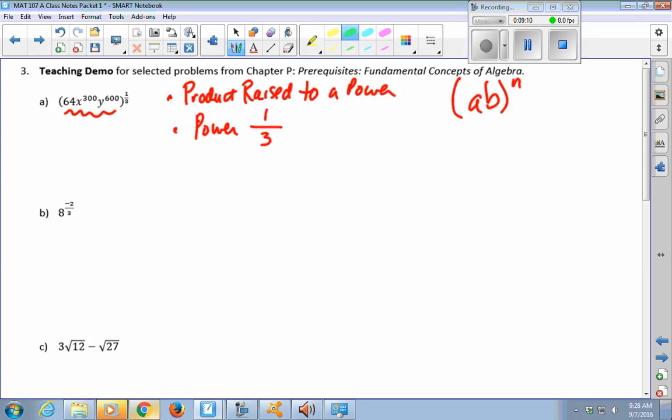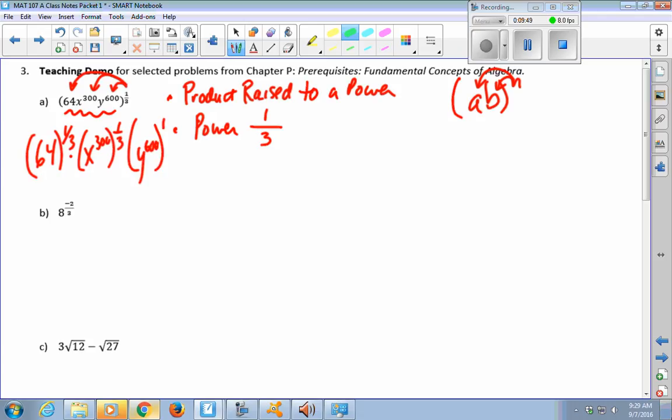Then you need to know, what do I do with a power that's a fraction, like 1/3? Okay. So the first property says when you have a product raised to a power, the shortcut is that each one of those factors, whether there's 2 like in the case of AB or 3 here, each one gets raised to that exponent. Okay, we have to be fair and square here. Every single one of these factors gets raised to the 1/3 power. People often leave out the constant number. Poor constants, they're always being left out. So this is 64 to the 1/3 times x to the 300 to the 1/3 and y to the 600 to the 1/3.